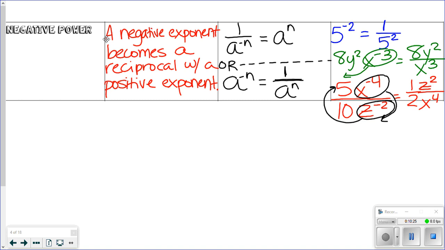So negative exponents are a big no-no. We cannot have them, so we always have to get rid of them. And I always clean them up at the end. I do all the other work first, and then at the very end, I get rid of the negatives.